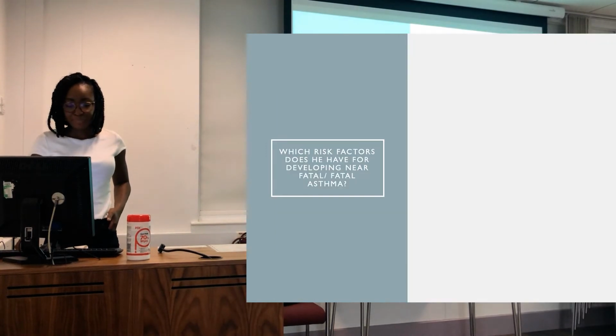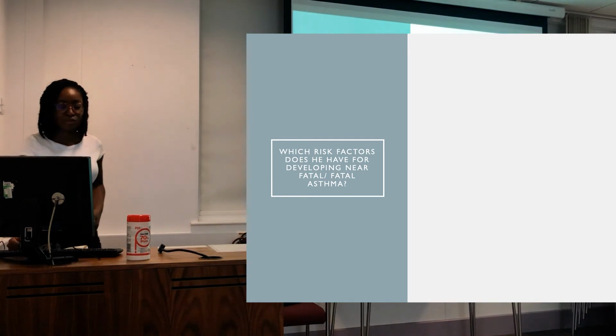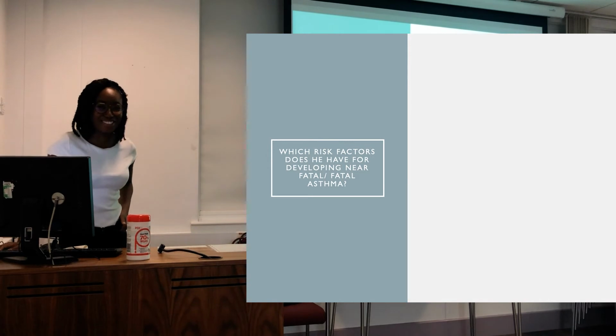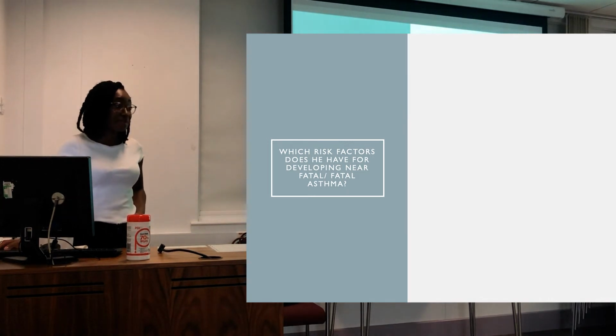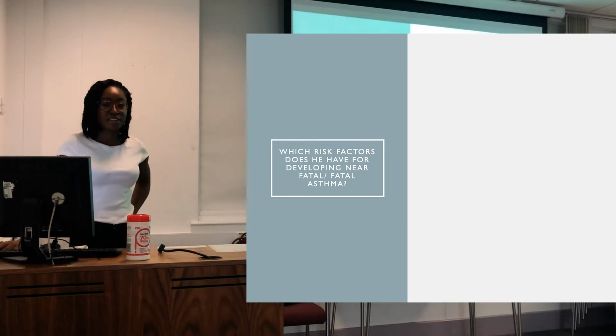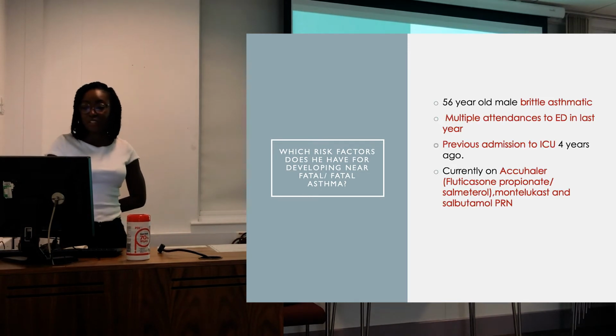So okay, which risk factors does he have for developing near fatal or fatal asthma? This would require you to remember what I said in the beginning. But can you think of any? Previous ITU admission. Yeah. Brittle asthma. And maybe if he has multiple admissions, probably it's not well controlled. Exactly, yeah. So yeah, he's a brittle asthmatic.